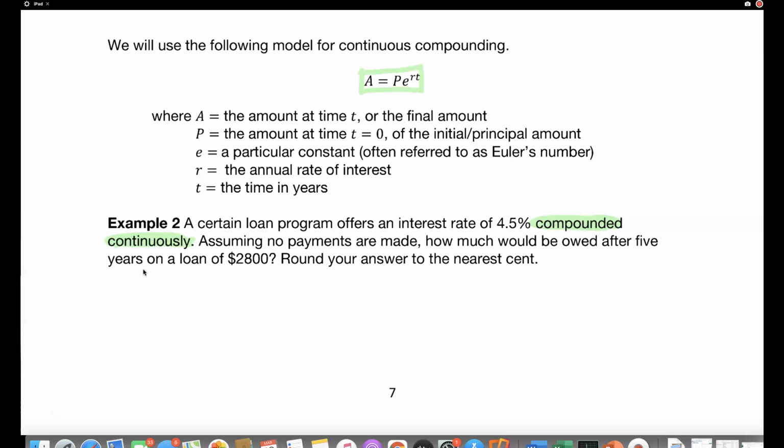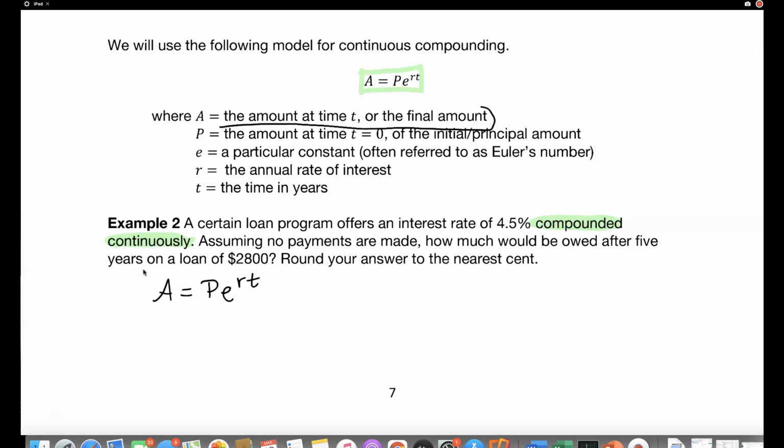A equals P times E raised to the R times T power. So that is the formula. Let's take a look at what each of these letters stand for. A is the amount, the final amount, or the amount at time T.